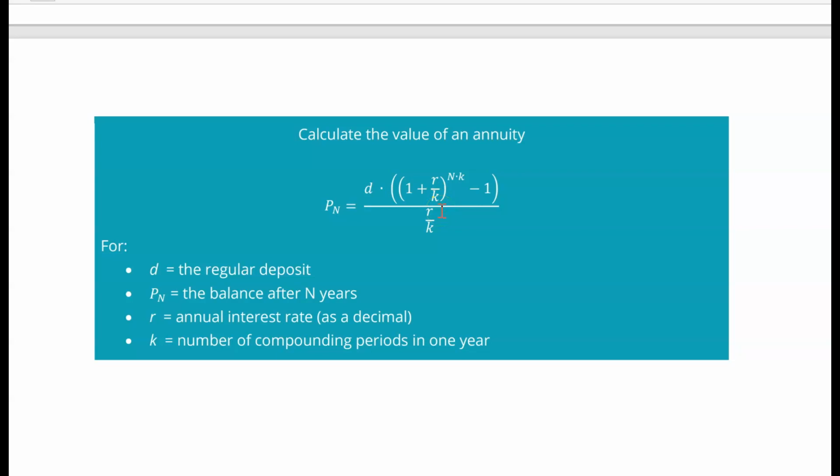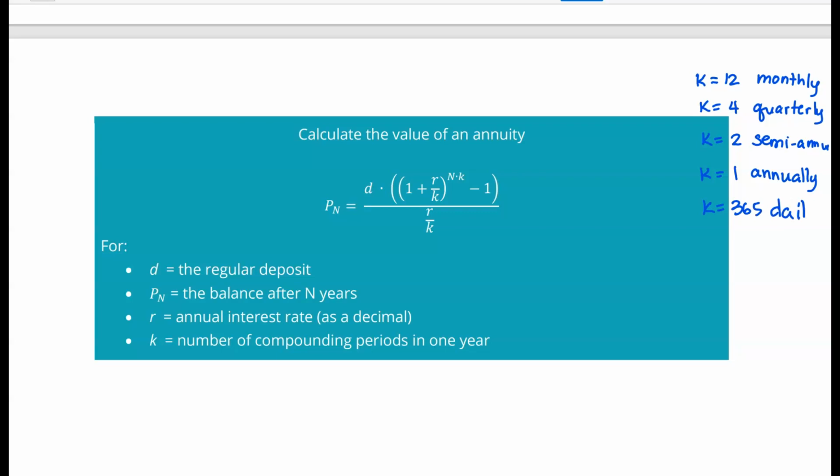K is equal to 12 if it is monthly, and K is equal to 4 if it is quarterly, and K is equal to 2 if it is semi-annually, and K is equal to 1 if it is annually, and K is equal to 365 if it is daily.